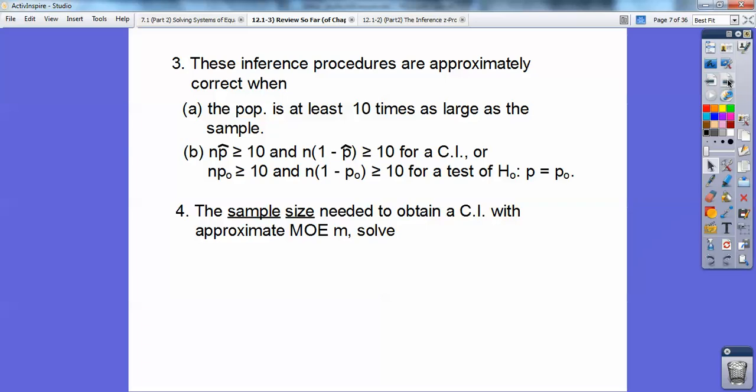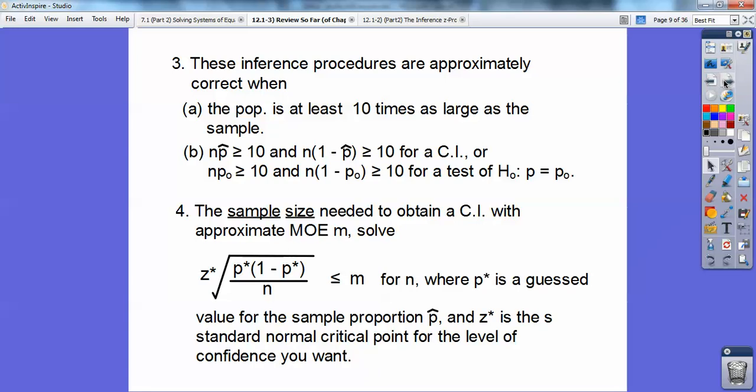All right, the sample size needed to obtain a confidence interval with approximate margin of error. You solve this equation, remember that? Okay, and so this is my margin of error right here that we want to get into. And look, isn't this all the same as the other ones, that square root thing? It's all the same, you guys. All right, for n, your p star is a guessed value for the sample proportion p, and your z star is the same z star that we're dealing with.